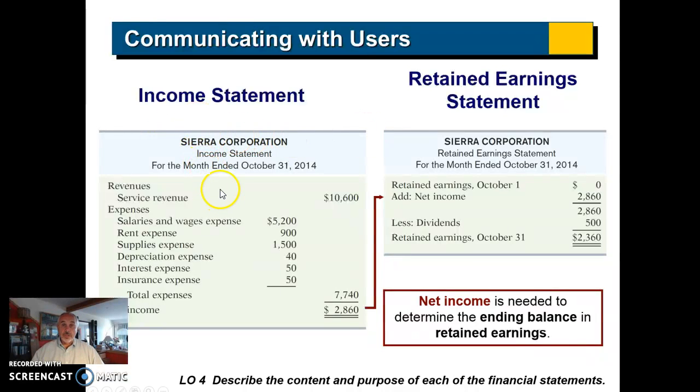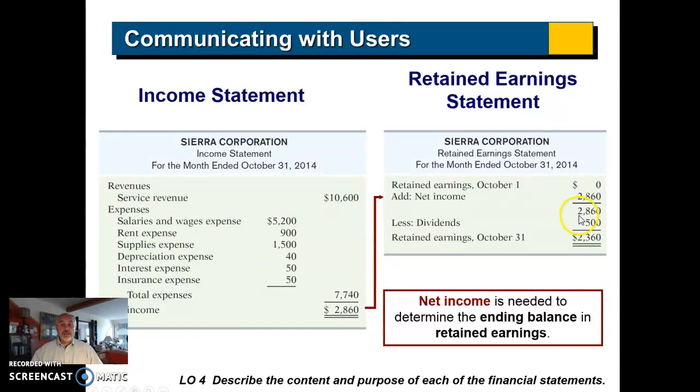Again, this statement of retained earnings is a financial statement, therefore we have a header, but we only generally have 4, maybe sometimes more lines. We have the beginning balance of retained earnings, so the amount of retained earnings that was in the company at the beginning of the period. In this case, it shows that we have 0, which means the company must just have started its operations in October 1st. Then we add any net income.